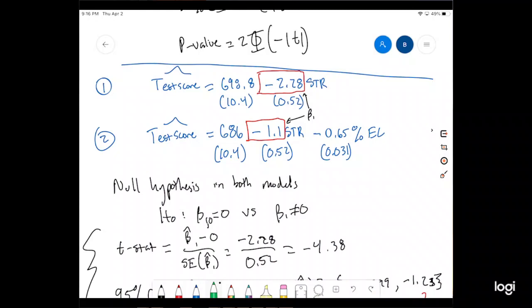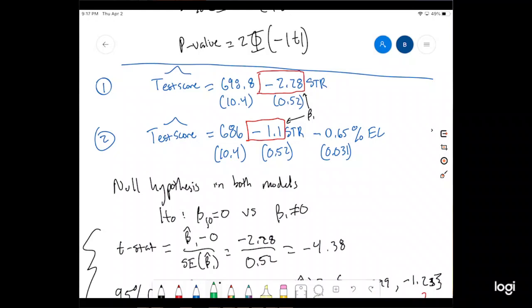We also learned that there's some omitted variable bias in equation 1 here. By including percent English language learners in the model, the coefficient beta 1 on student-teacher ratios declines in absolute value, and it gets closer to 0, so the effect size is decreasing when we include that variable. That indicates there's some omitted variable bias in Model 1, so it's important to include percent English language learners in the model. It doesn't necessarily mean that equation 2 is free of omitted variable bias.